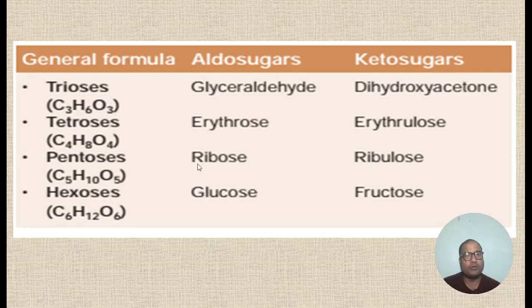Pentoses. These are the examples. Aldose sugar is ribose and keto sugar is ribulose. Hexoses: glucose, and the keto sugar is fructose. Both have 6 carbon atoms, but due to the presence of keto or aldo group, they have different structures, different names, different properties. But chemically, they have 6 carbon, 6 oxygen, and 12 hydrogen atoms.